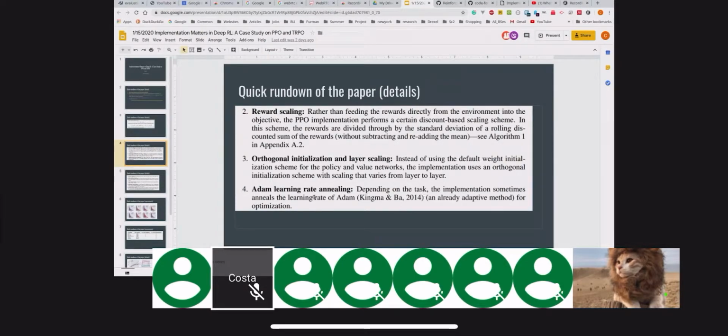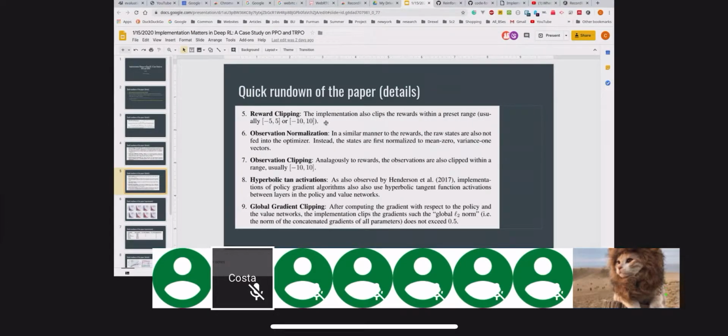And the fourth technique is Adam learning rate annealing. What that means is that the initial Adam learning rate is probably 0.0007, and then as time goes on, it becomes 0.00001 or something, so that they hope the optimizer will be more robust as the game goes on. So that's the fourth technique.